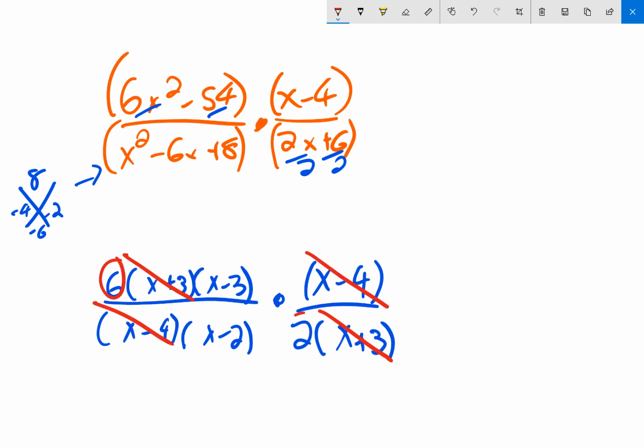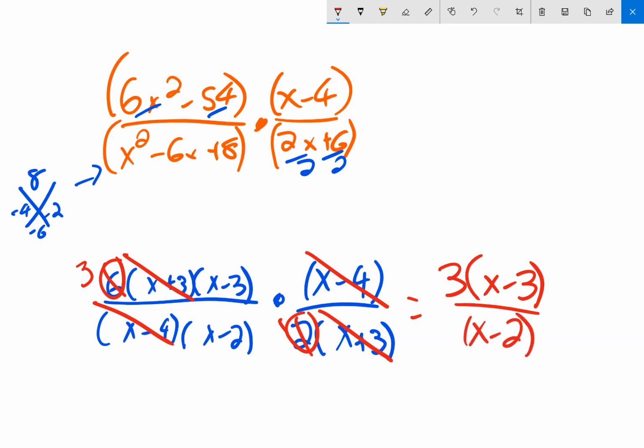And then the 6 divided by 2 will become a 3 over 1. So this at the end of the problem becomes 3. And then x minus 3 is still up on the top. And on the bottom, I will just have x minus 2 times 1. But x minus 2 times 1 is still x minus 2. So there's your answer, I guess.